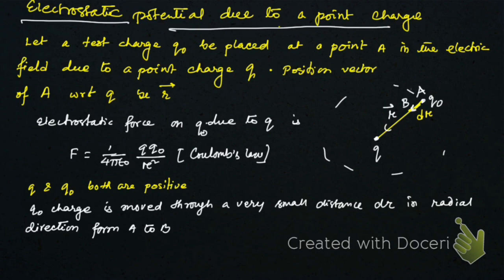So now you see this Q naught is moved in this direction, and as Q and Q naught both are positive, this is the direction of dr, then the direction of the electrostatic force will be opposite to it, this direction, right? So here you see the angle between these two vectors, the electrostatic force and the displacement vector dr, is 180 degrees. So now let me go to the next slide.